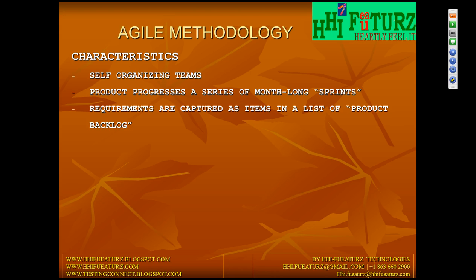Product progresses in a series of month-long sprints. This is important. Normally in the waterfall model or V model, there are two types of releases you will come across, which you can call major release and minor release. Major release will be like 1 month, minor release will be like 3 months, but it's not stable. But in agile methodology, you don't call them releases. Each and every cycle you will call a sprint.